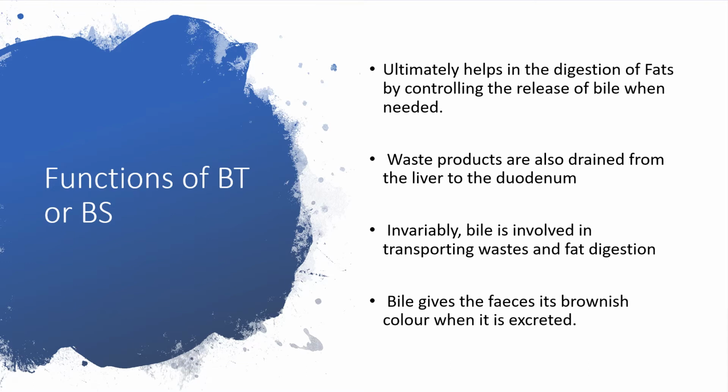Functions of the biliary tree or the biliary system ultimately help in the digestion of fats by controlling the release of bile when needed. Waste products are also drained from the liver to the duodenum. Variably, bile is involved in transporting waste and also involved in fat digestion. Bile gives the feces its brownish color when it is excreted, so don't feel offended when the doctor asks for the color of your stool. There are many facts that we could get from that.